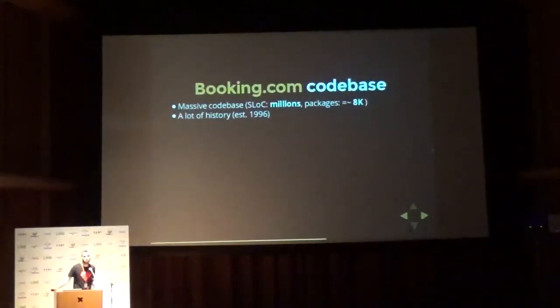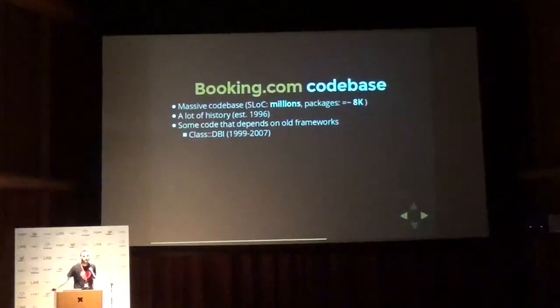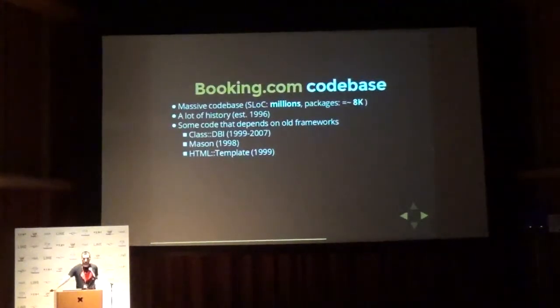This means that while we have new code, we actually have some code that depends on old frameworks. For example, we have code that uses Class::DBI. People look at this and they say, why not DBIx::Class? Well, if you take a look at when Class::DBI started and when Booking started, when we started using Class::DBI, we already had a few years of development. We were older than the average startup. When DBIx::Class started, it was 2005, 9 years of Booking code. Some of our code, not all of our code, uses Mason. Mason was started in 1998. We already had 2 years of web programming. Some of our code uses HTML::Template, which was started in 1999.